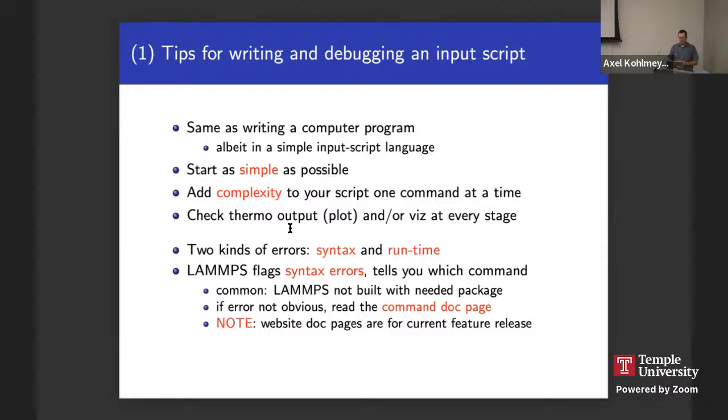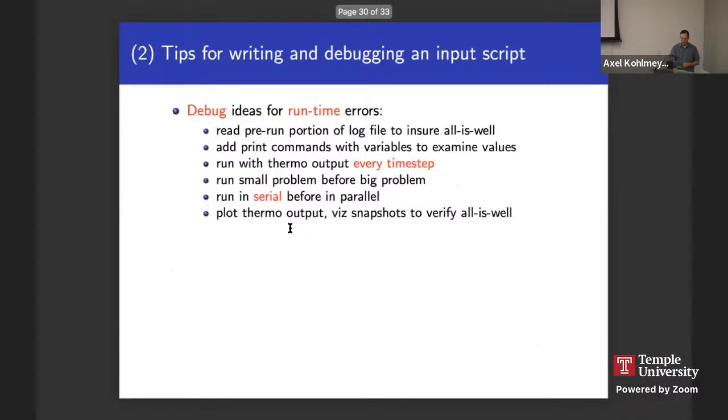If the error is not obvious, you may have to go back to the documentation and look at the doc page for that command. One thing to note is that if you go to lammps.org and go to the manual from there, the website is only for the current feature release. So if you're using some older version, like a stable version, you're going to have to look at the documentation for that version. You need to pay attention to any warning messages, because those are really helpful. We try to make those as helpful as possible.